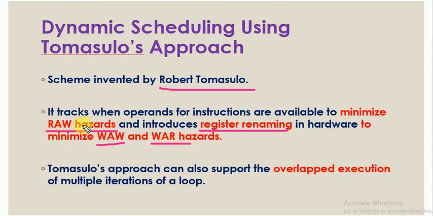So for minimizing RAW hazards, it tracks operand availability, and it also uses register renaming in the case of special hazards like WAW and WAR hazards. Tomasulo's approach can also support overlapped execution of multiple iterations of a loop. So if you have multiple iterations in a particular loop, we can have overlapping between these iterations also, if you are using a dynamic scheduling mechanism based on Tomasulo's approach.